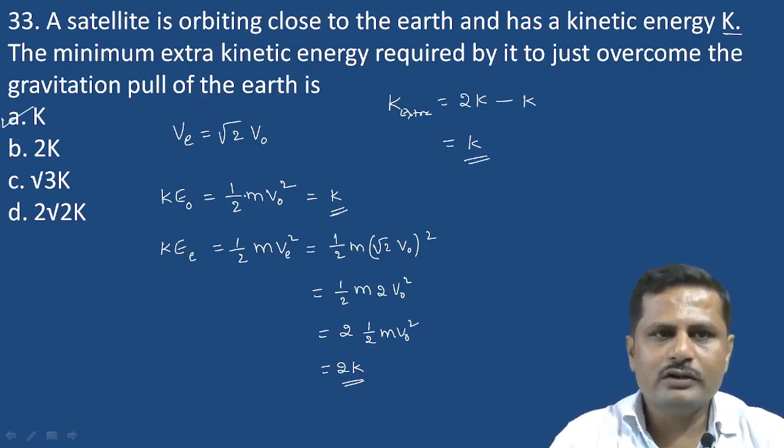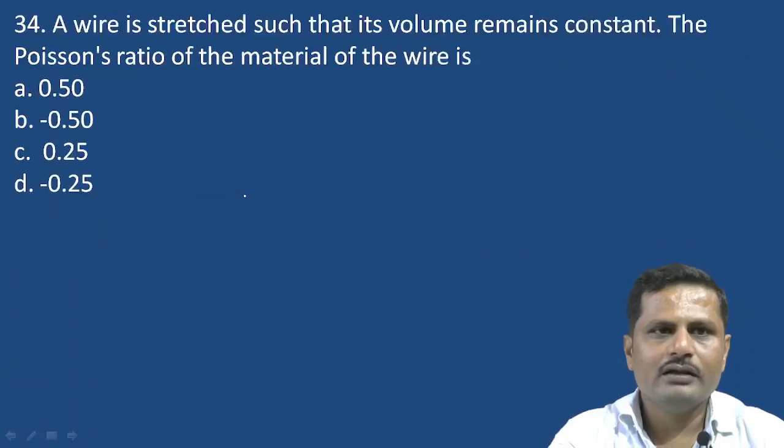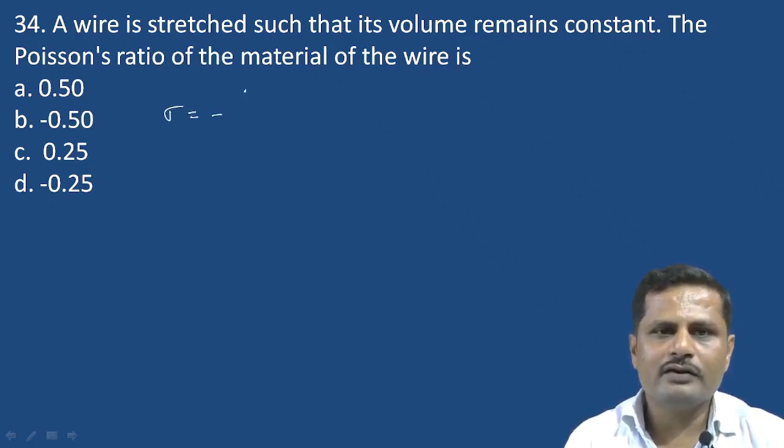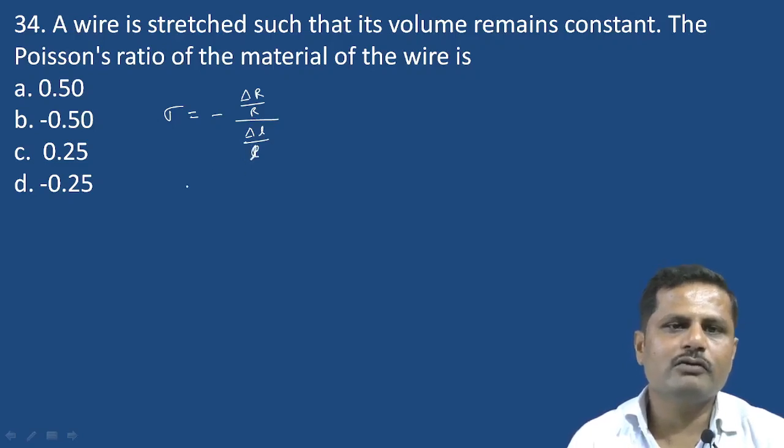Moving to the next question. A wire is stretched such that its volume remains constant. The Poisson's ratio of the material of the wire is? We know that the Poisson's ratio is equal to the ratio of lateral strain divided by linear strain, that is longitudinal strain, which is change in length divided by original length.